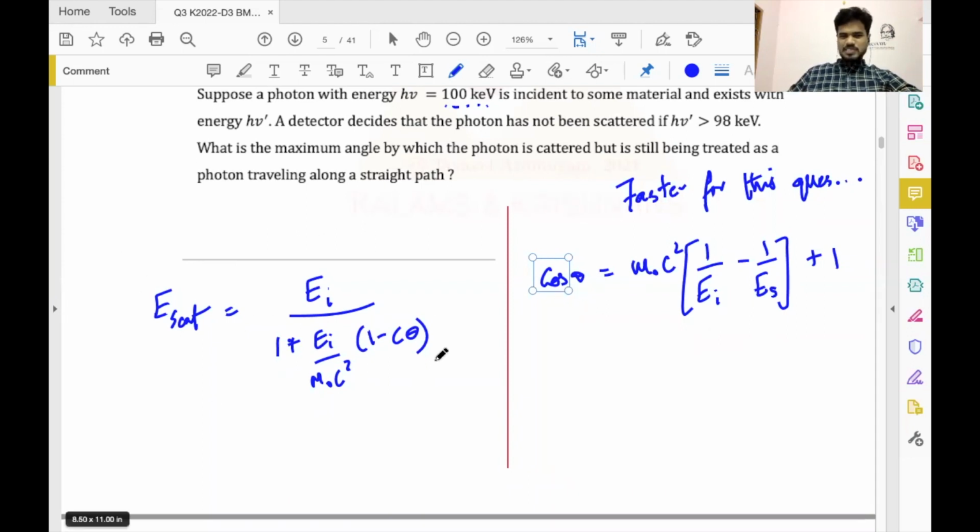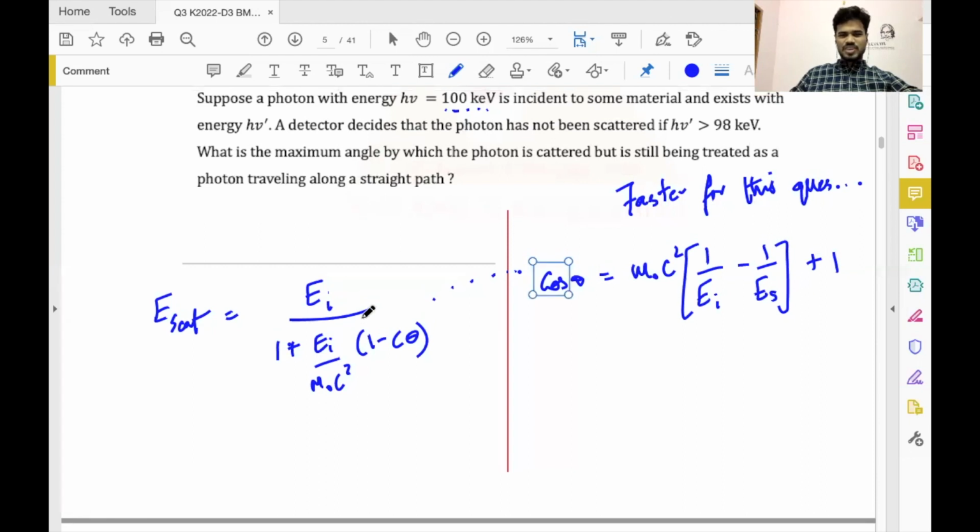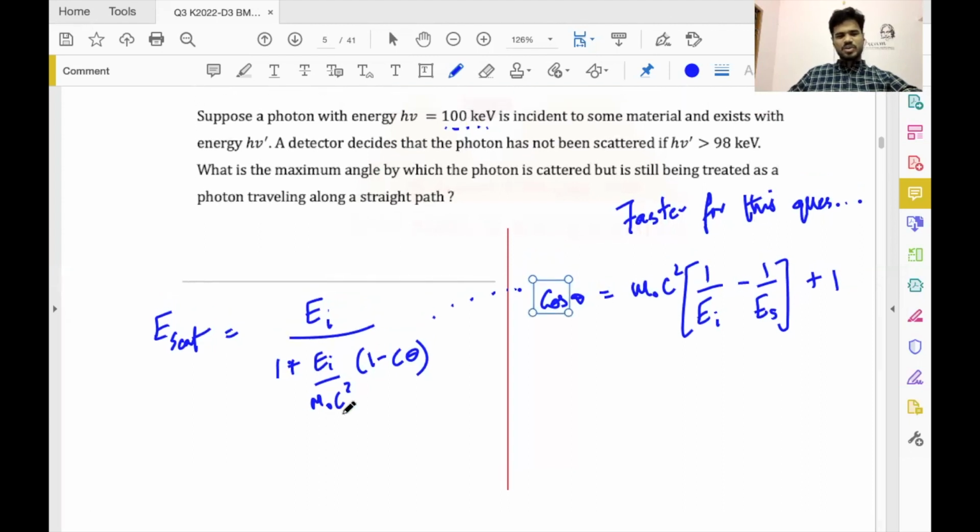Just because some formula is there in the book doesn't mean that's the only formula you should remember. Some variant of that will make your life simpler. So always look for such shortcut simplifications. In fact, finding this cos theta is actually quite involved. Unfortunately, this energy is in kilo electron volts. We know m naught c squared in kilo electron volts, so we can slightly save some time, but otherwise this is a big mess.